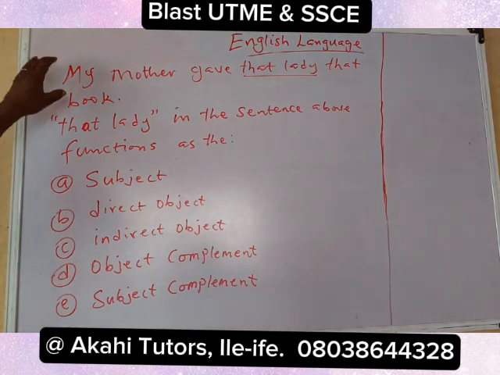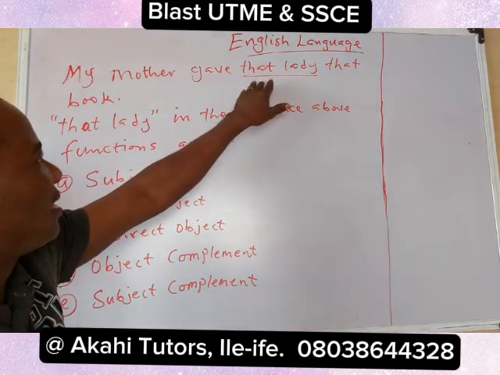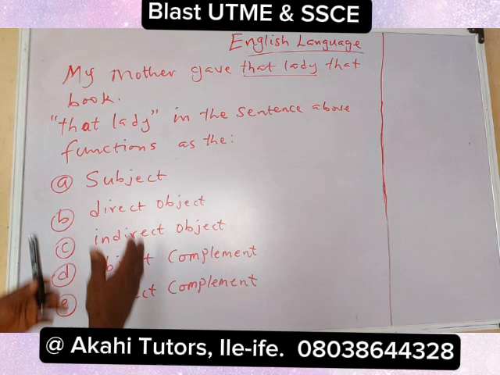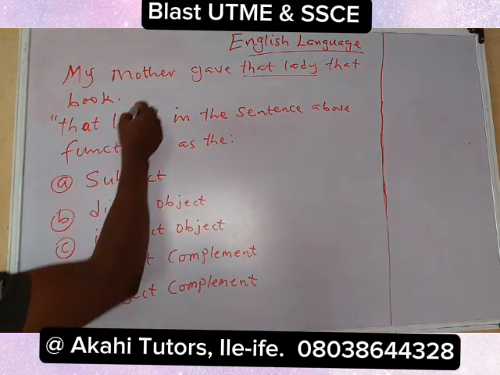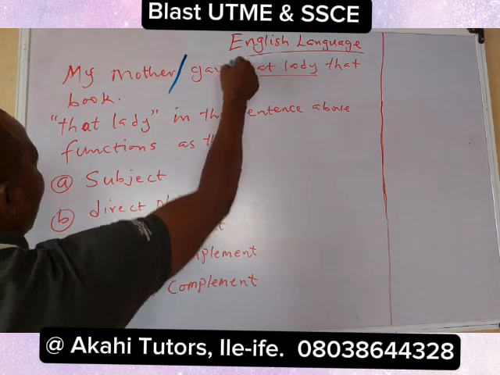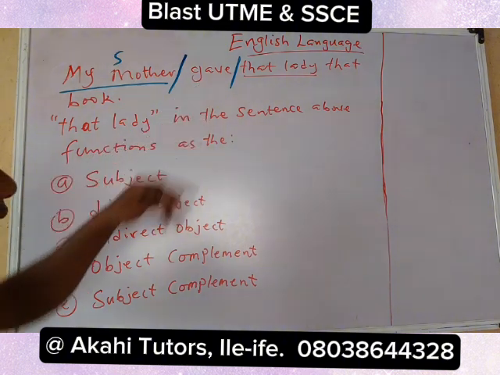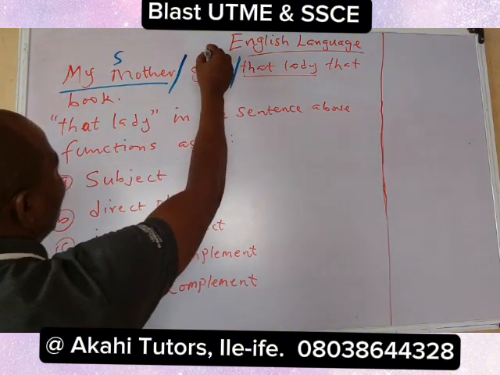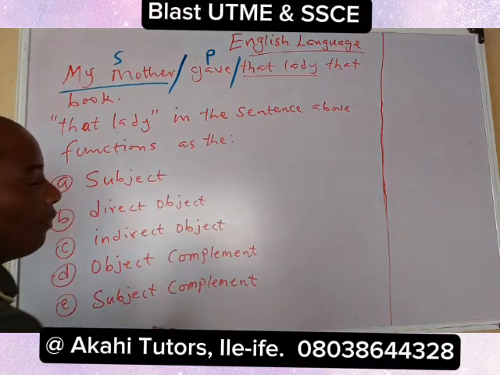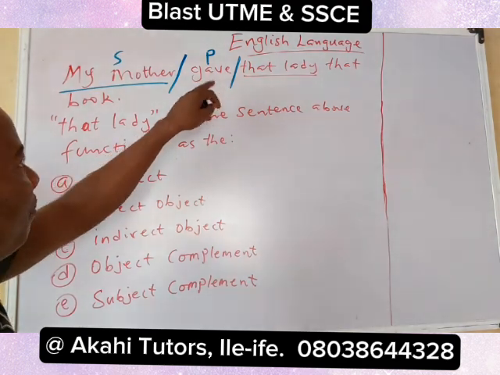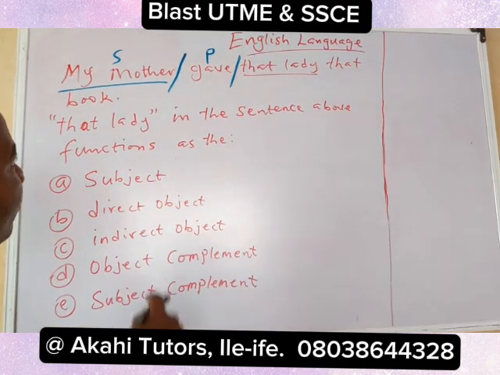So for us to know how this phrase functions, we must be able to know how to analyze the sentence. My mother is the subject of the verb gave. The verb here is gave, otherwise known as the predicator. Another name for verb is predicator.